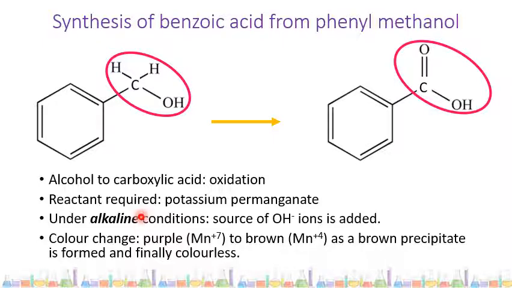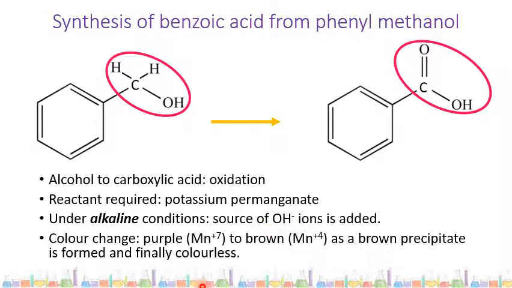The reactant required is potassium permanganate. This is the same oxidizing agent that we saw in all of our redox section of this chapter. The only thing that's changing here is it's not acidified potassium permanganate. This reaction is going to be done under alkaline conditions. So instead of adding a source of H+, we're adding a source of OH- ions instead.